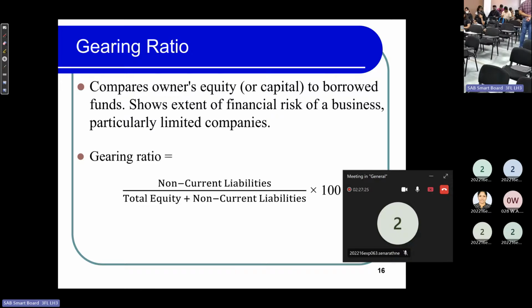Better to increase or decrease? EPS, better to increase. Then it was price earning ratio. What is the PE ratio? How to calculate price earning ratio? Market price per share divided by EPS.